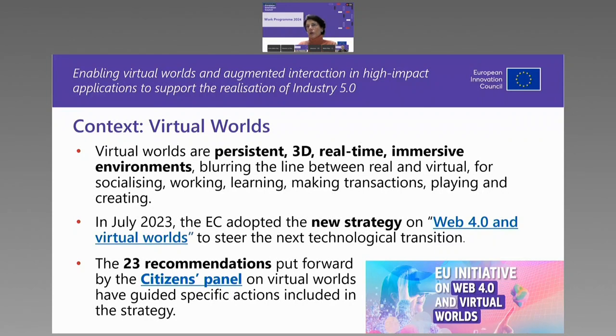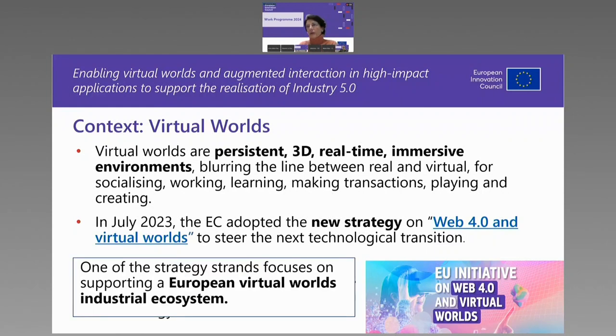The context is that in July 2023, the European Commission adopted the new strategy on Web 4.0 and virtual worlds to steer this next technological transition. There were 23 recommendations put forward by the citizens panel on virtual worlds that have really guided the specific actions included in the strategy. Very relevant to this challenge is the one that focuses on supporting the European virtual worlds industrial ecosystem. And this is what this challenge is about.